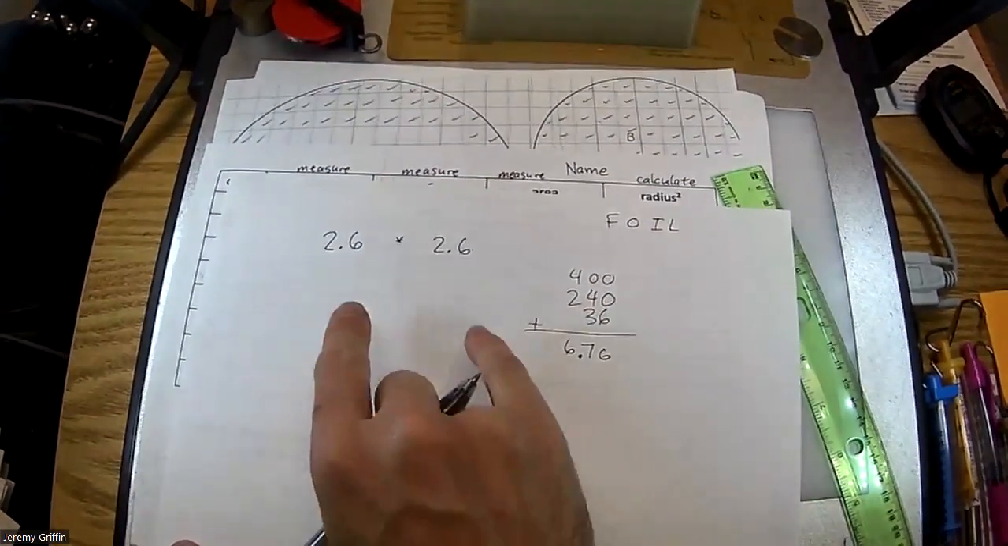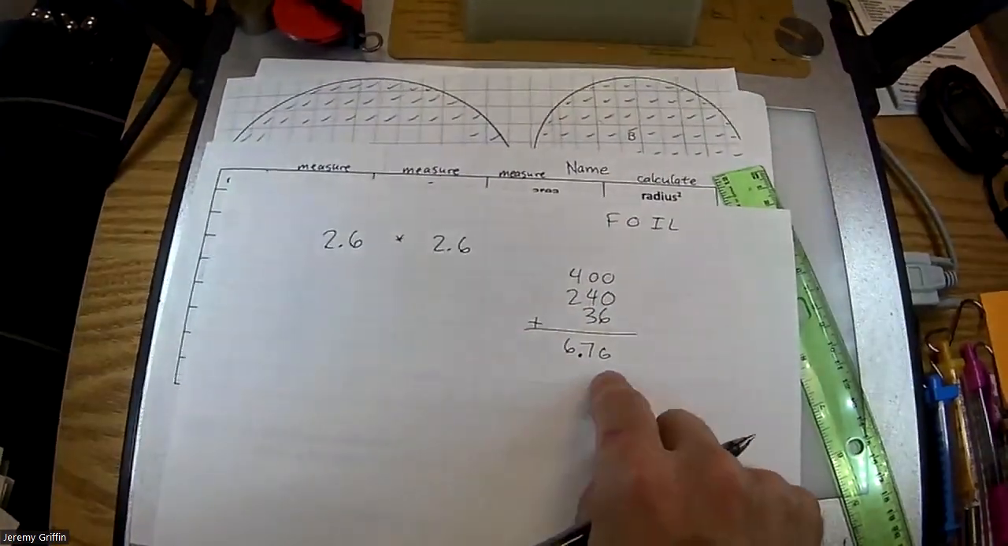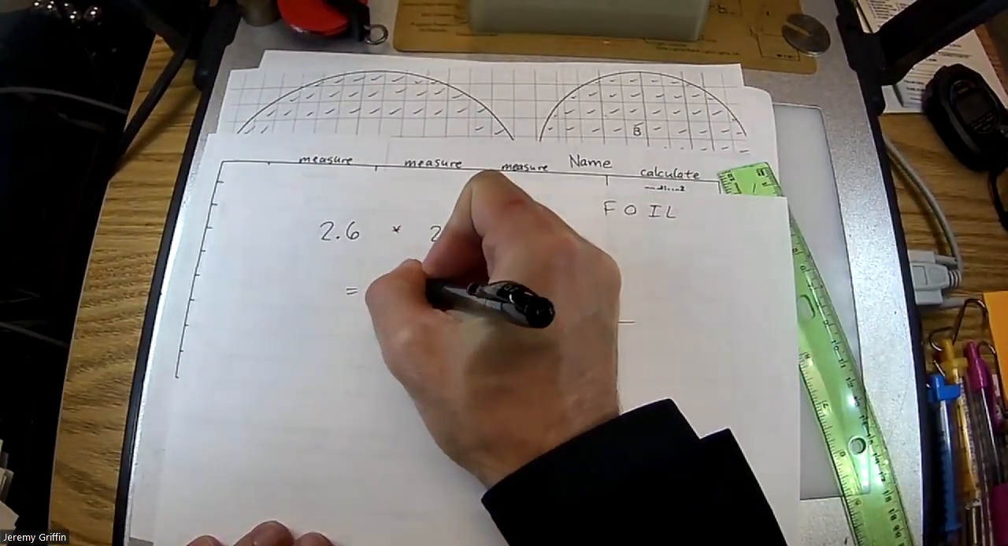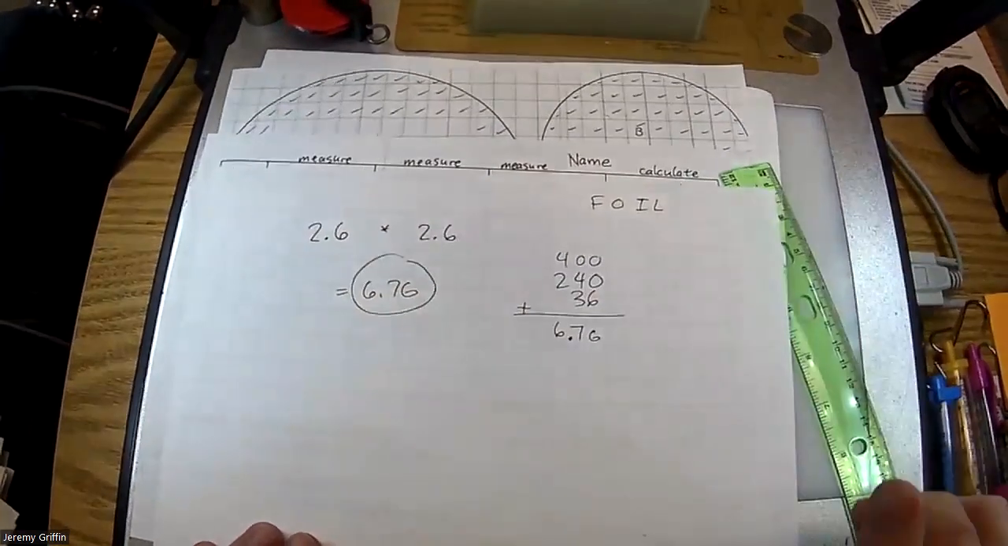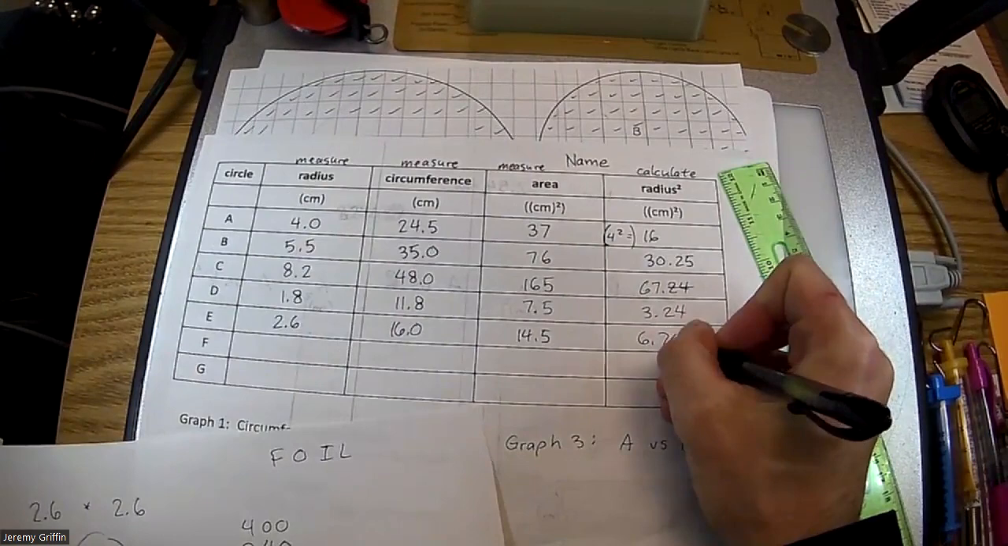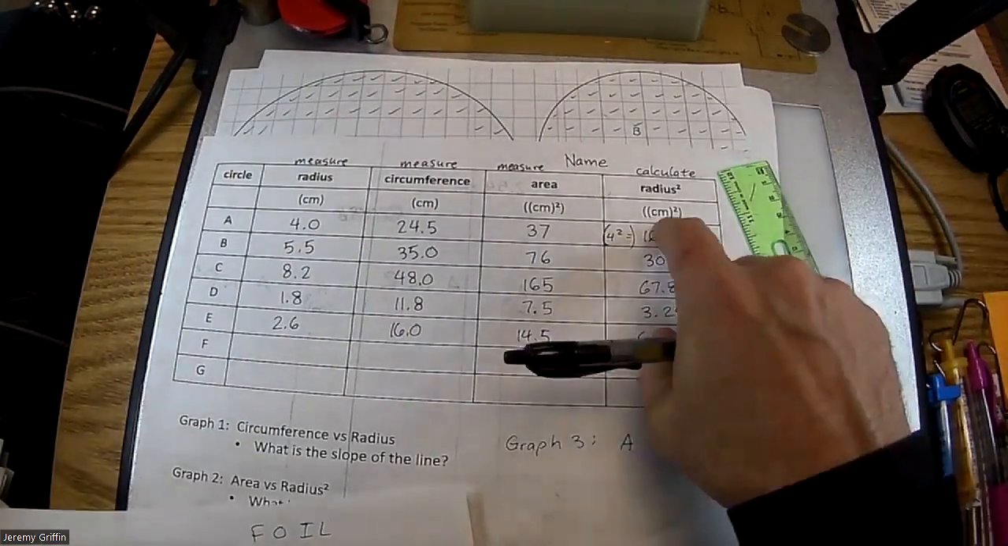Well, 2 times 2 is 4, 3 times 3 is 9, so it's got to be somewhere between 4 and 9. 6.76. Yeah, that's about right, right? So that's 6.76, got it. Right, so 6.76 is the square of the radius, and that's in square centimeters.